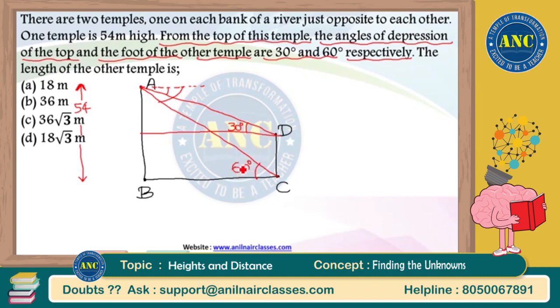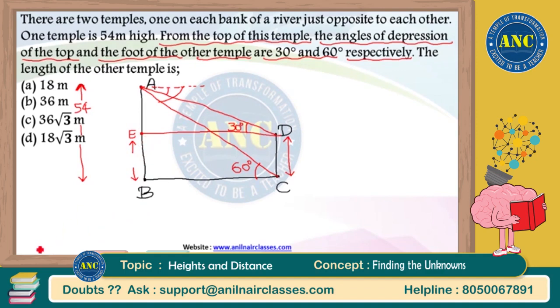The length of the other temple is how much? That means this DC or CD value, please find it. CD is absolutely equal to EB value. Find out the value of EB or find out the value of CD. That is the question. Now see here, sir.